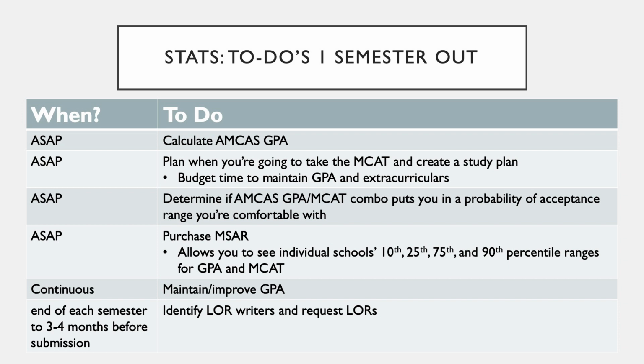And then, at the end of every semester until maybe 3 or 4 months prior to the application submission date, which should be June for most of you, you should be on the lookout for who could potentially be a good letter of recommendation writer for your application. We'll circle back in a second on how to identify good letter of rec writers.